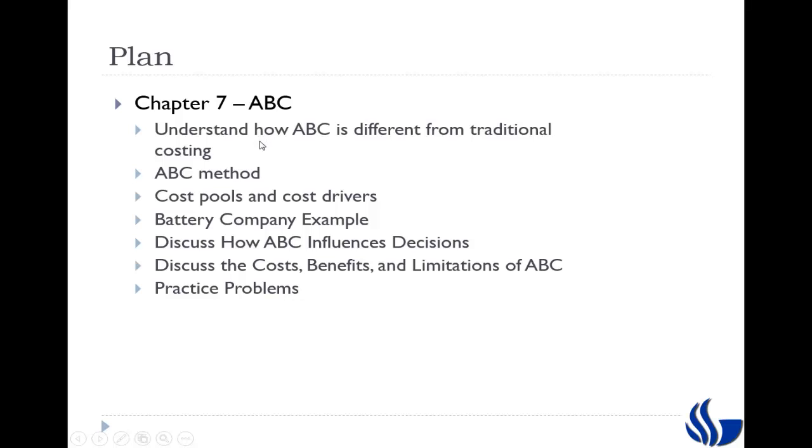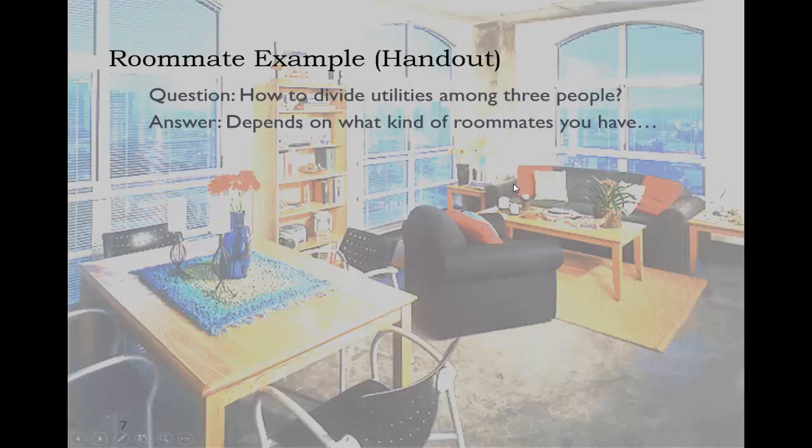So let me start with an example that hopefully you can relate to. This example is basically how should you divide utilities costs among 3 people. So let's assume that you have 2 roommates, Pat and Chris, and you want to decide how you divide utilities costs among the 3 of you. Now I know typically you divide those equally among all 3 roommates, but we'll be a little bit unique. And the answer that I want to talk about will depend on what kind of roommate you have.